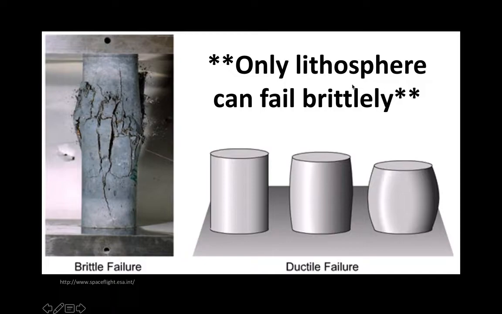Okay, so here is a point I want you to consider, which is that, remember, the lithosphere is the rigid component of the Earth, which sits on top of the asthenosphere. So it's all of the crust and the uppermost mantle. This is the only portion of the Earth which is actually capable of brittle deformation, and so this is where you're going to be finding earthquakes.